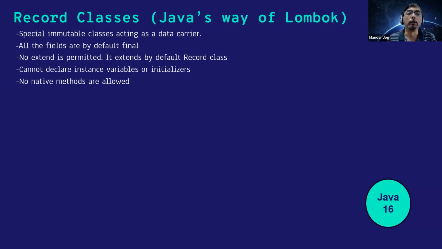No extend is permitted. Of course, when I talk about POJO, we always say that I don't want to extend it, and that's why I call it a plain old Java object. It's a plain class because by default it extends the Record class. It cannot declare instance variables or initializers. It is done automatically while the objects are created, and no native methods are allowed.